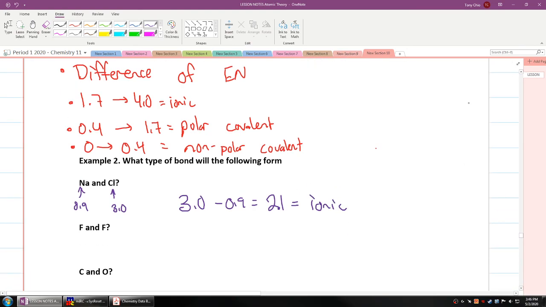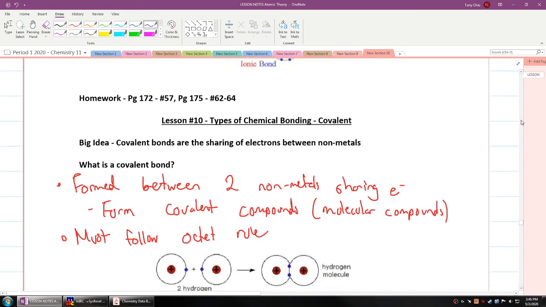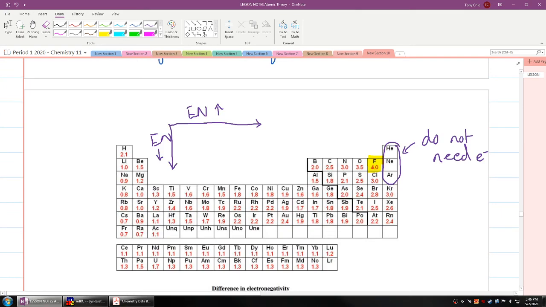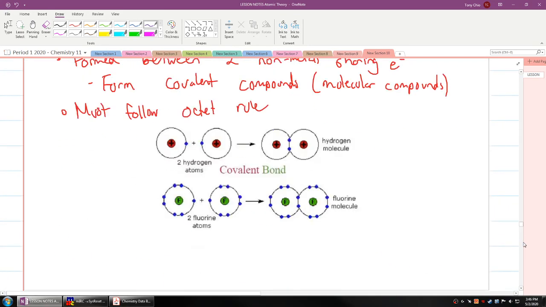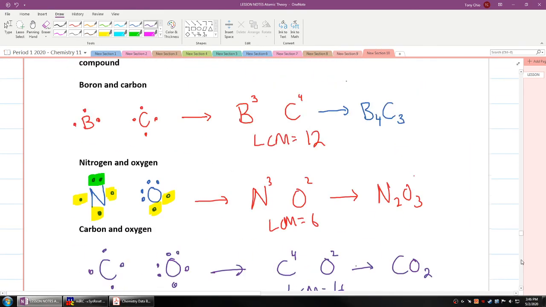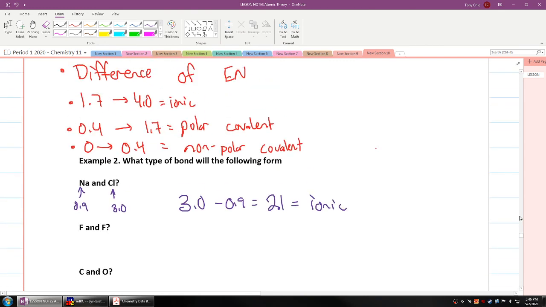Okay, fluorine and fluorine. Well, if I look at fluorine, I see it's 4.0. There's 2 fluorines. What does that mean? It means that you're going to have a 4 minus a 4. What's 4 take away 4? Trick question, 0. And that means you're going to form a non-polar covalent bond, which makes sense because they're going to be equal sharing of electrons.